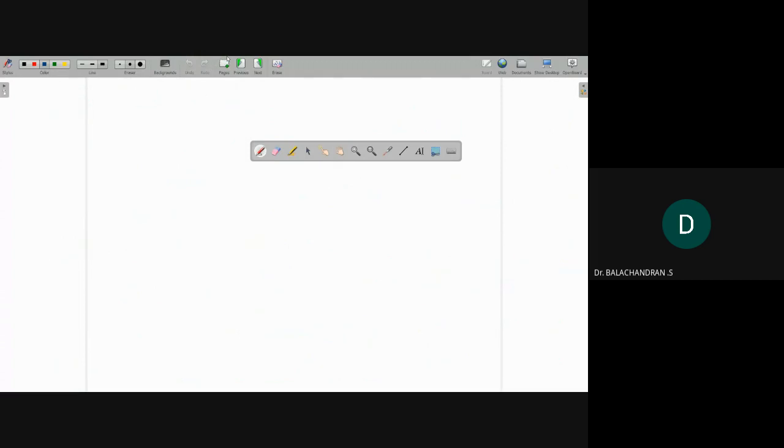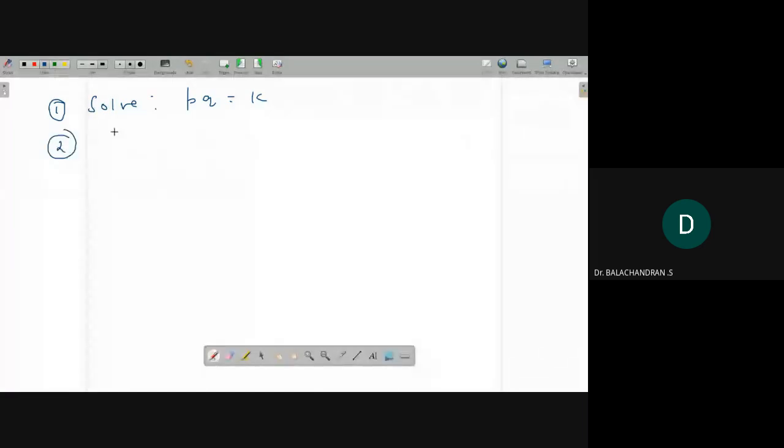And you can try, this is a practice problem. Solve PQ equal to K. This is the first problem. The second problem, P plus Q equal to PQ. Then the third problem, P square minus 2PQ plus 3Q equal to 5.